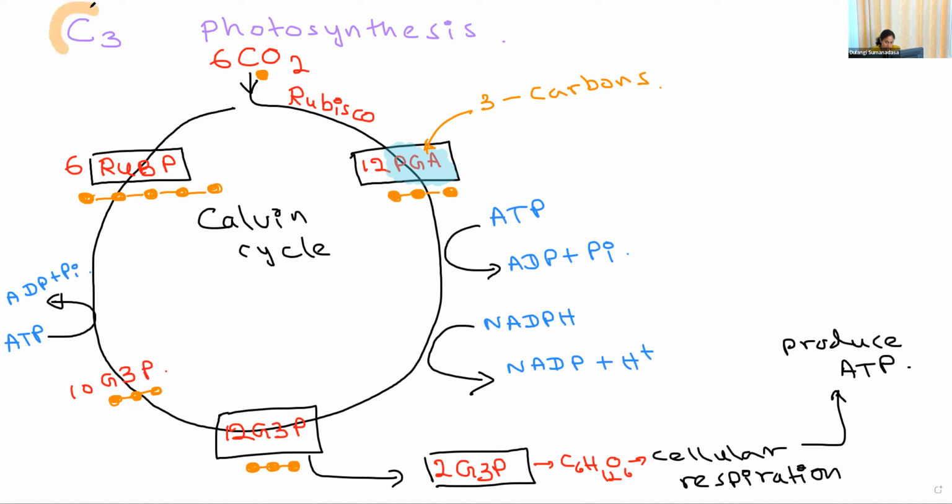So this photosynthesis is the normal photosynthesis. This photosynthesis is the C3 because the first stable compound is the PGA. It's a 3 carbon compound.